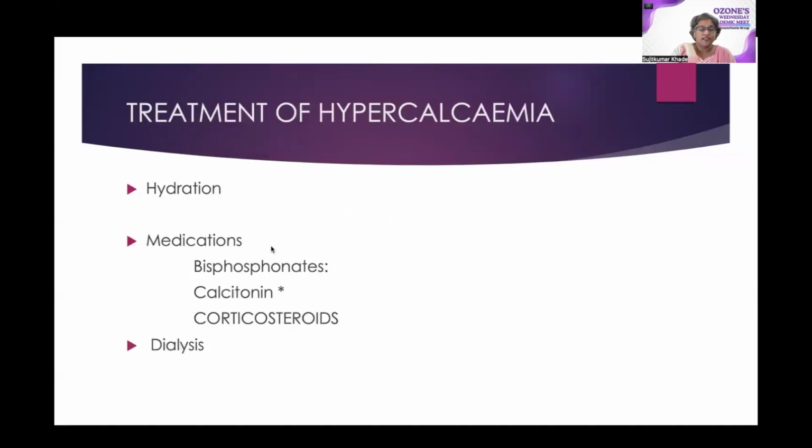Treatment of hypercalcemia, basically restoring the hydration as the initial treatment for hypercalcemia, and medications like bisphosphonate, calcitonin, and corticosteroid. Calcitonin can provide rapid but temporary reduction in the serum calcium level. Corticosteroids are particularly helpful in cancer-related hypercalcemia. Dialysis in severe cases is needed for correction of hypercalcemia.